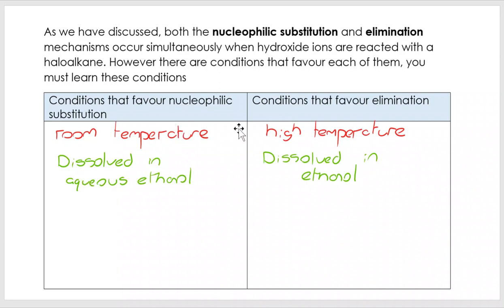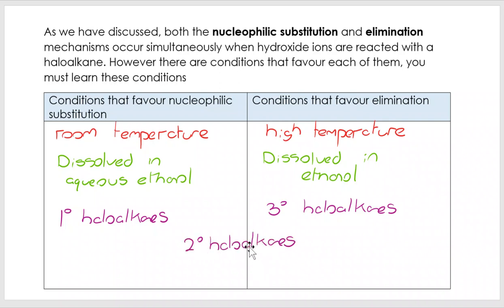In terms of nucleophilic substitution, you need to dissolve in aqueous ethanol, whereas for elimination, you dissolve in ethanol. Quite a subtle difference there, and you've got to get them the right way round. And if we think about the type of haloalkane that we start with, primary haloalkanes will favour nucleophilic substitution. Tertiary will favour elimination. Really simple way of thinking about this is more branching means it's more likely that we have elimination. Just in the middle there, we've got secondary haloalkanes that are equally likely to do either.